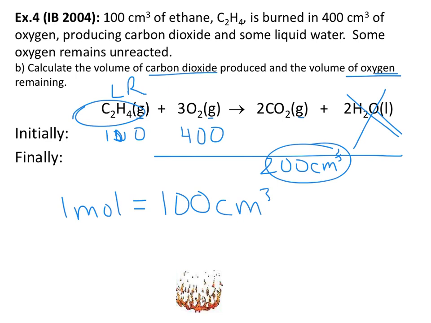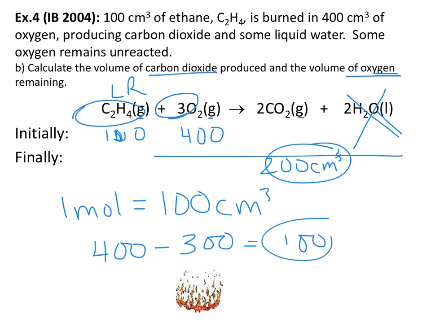The volume of oxygen is a little bit trickier. First, we've got to figure out how much would be used. There is 3 times as much oxygen as there is ethane used for each reaction. So that means that every time I use 100 cubic centimeters of ethane, then I'm using 300 cubic centimeters of oxygen. So if I started with 400, but I used up 300, then I have 100 left. So at the end, I would have 100 cubic centimeters of oxygen left, because 300 would be consumed with the 100 butane.